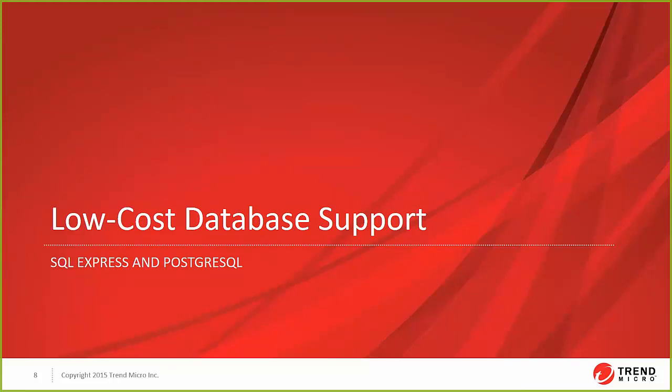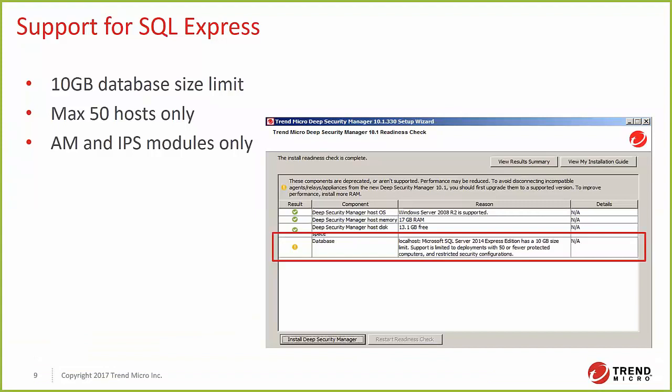And the first 10.1 feature that I'd like to discuss today is our low-cost database support, which comes in two flavors. First one is SQL Express, and the second is PostgreSQL. In the 10.1, as well as in the next updates to Deep Security 10.0 long-term support, or the LTS that Jerry covered, we now support SQL Express in production environments on a limited set of cases. First, it's important to understand that with SQL Express, there's a built-in limit of 10 gigabytes in database size, and this could easily be exhausted on a production environment.